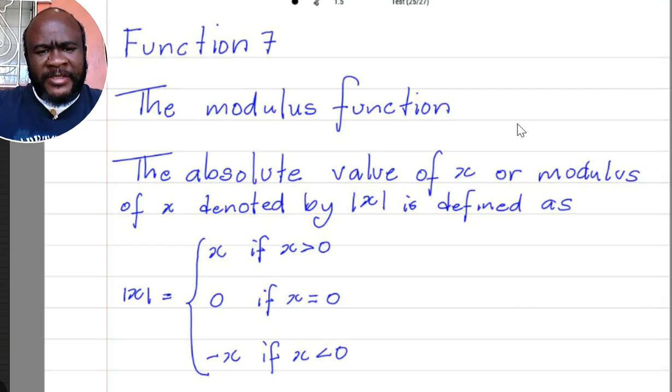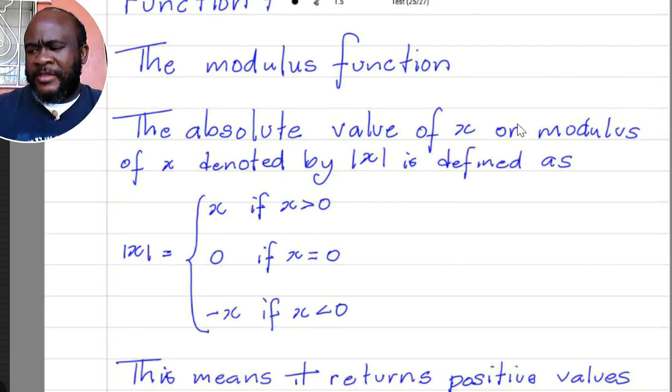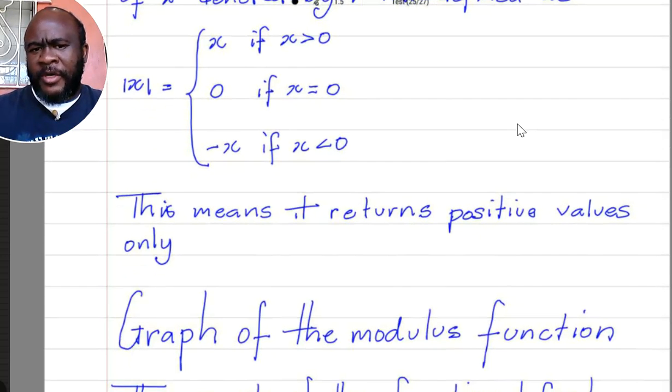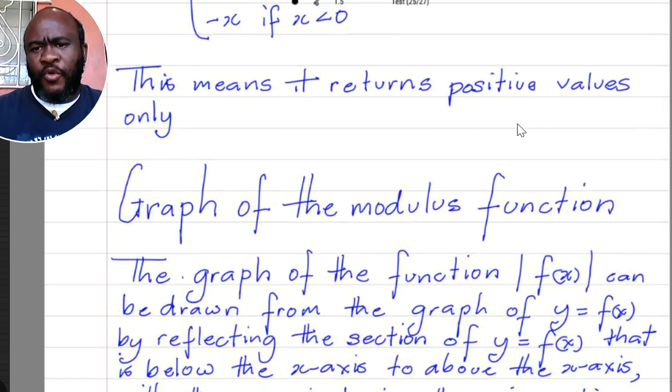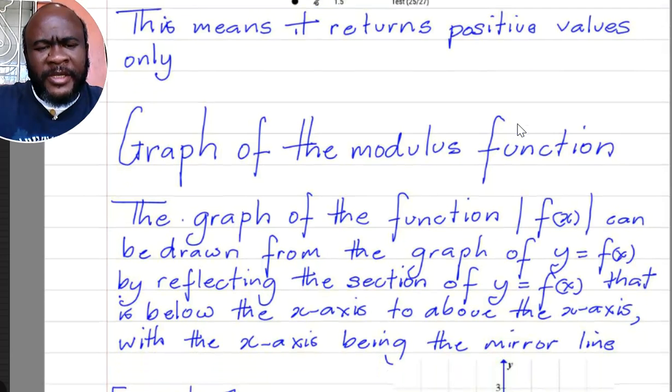Now, x being less than 0 means that x is negative. And so a negative times a negative would give you a positive. So from the definition, we can see that the mod function only returns positive values.